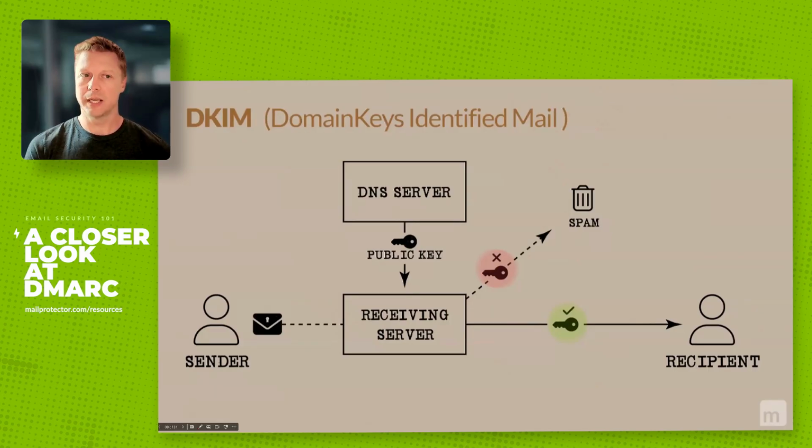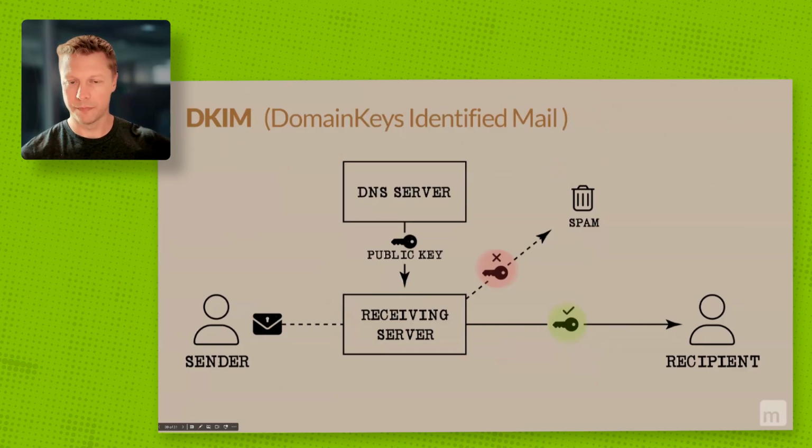When the receiving server sees that there is a DKIM signature in the email, it goes to the DNS server for that sending domain and checks the public key against the signature in that email header. If the signature checks out against that public key, then it's considered a good, authentic message that hasn't been messed with, and it'll move on to the recipient. If the DKIM check fails against that public key, then it's going to end up in spam or being rejected, depending on what the receiving server is configured for. So DKIM is about making sure that the message itself was not changed between the sender and the recipient.